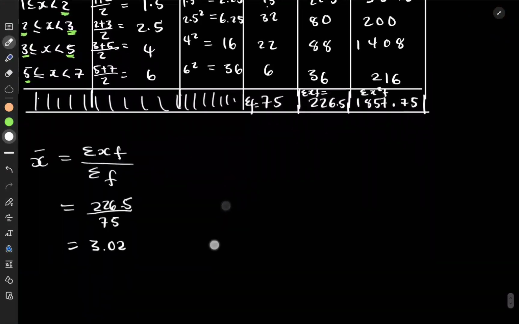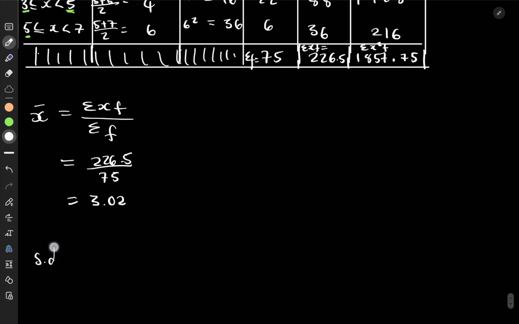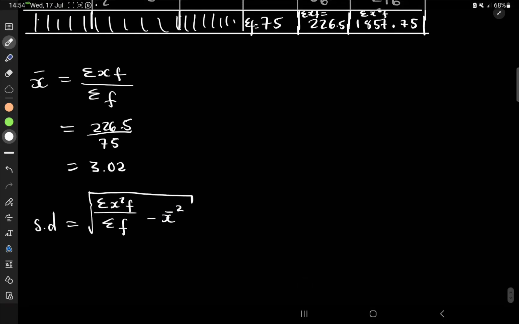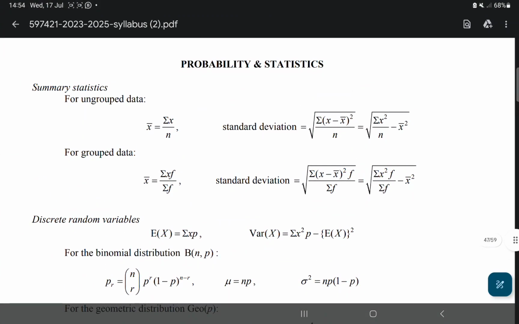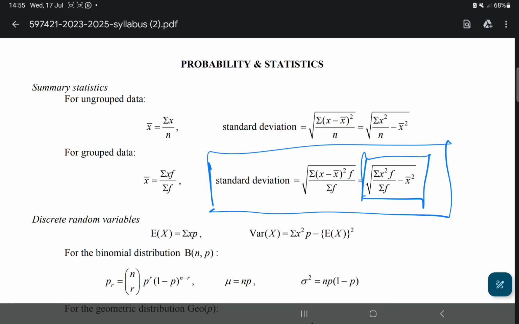Now let's go to part 2, the standard deviation. We say standard deviation is equal to, you can go and check, the square root of the summation of x squared f over the summation of f, minus the mean squared. You can check that in your MF19, and we always pick the lower one. This is the one which we want, because it is for frequency. When you have a frequency distribution, when you have the table, you use the second one.